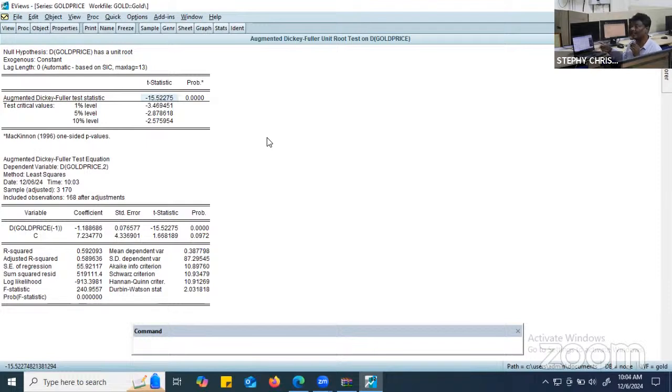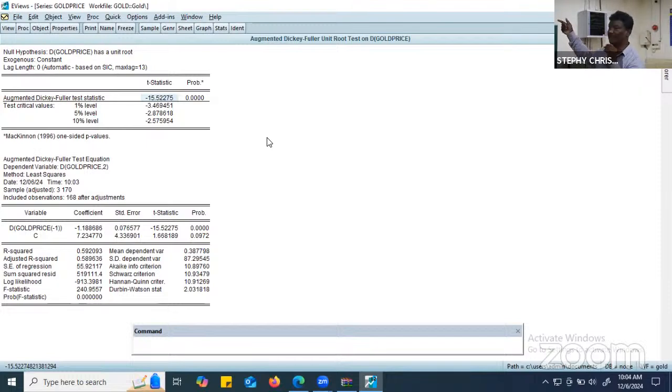Yesterday I told you there are two ways. One is you can either use the probability value or you can go with the critical value. Critical values are given down below. See here, sir. Have you seen the critical value at 1% level? Minus 3.469. That is for 1% level. At 5% level, what we are fixing? 0.05. What is the critical value? Minus 2.878618.